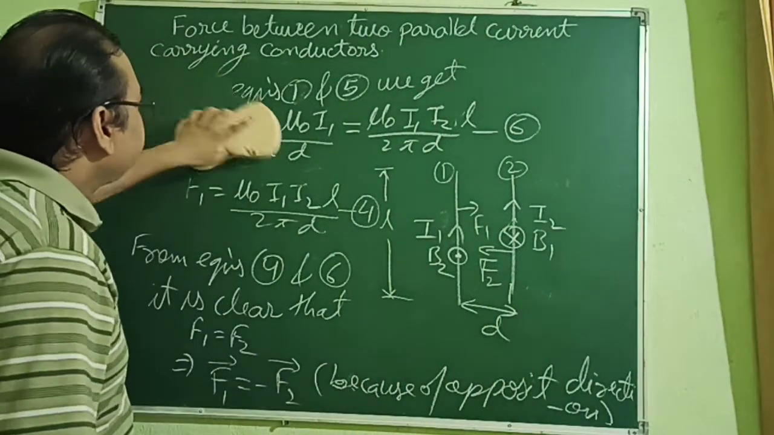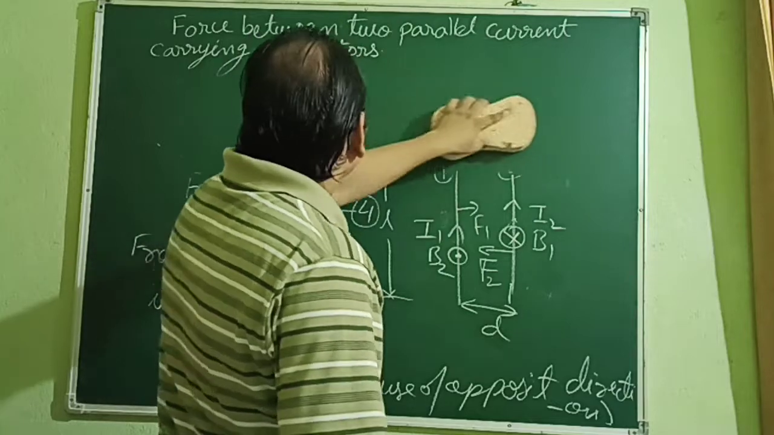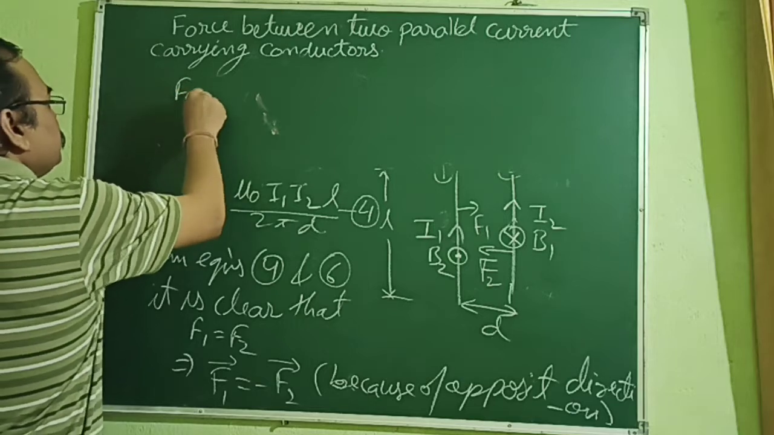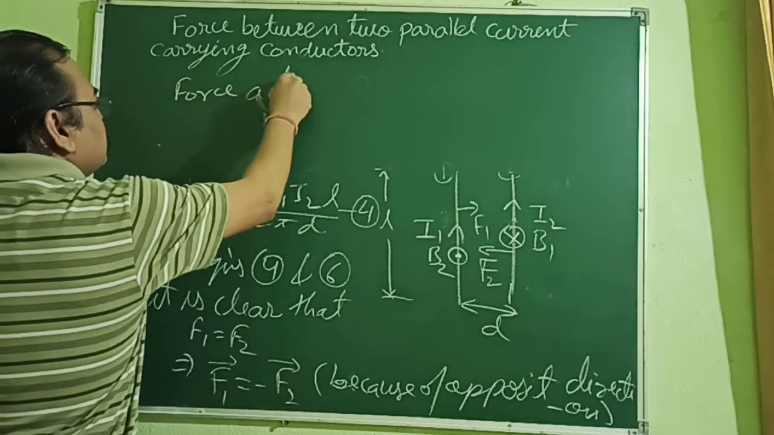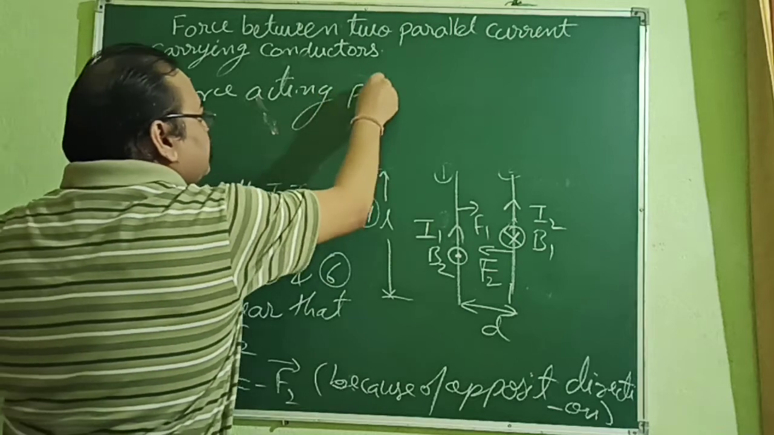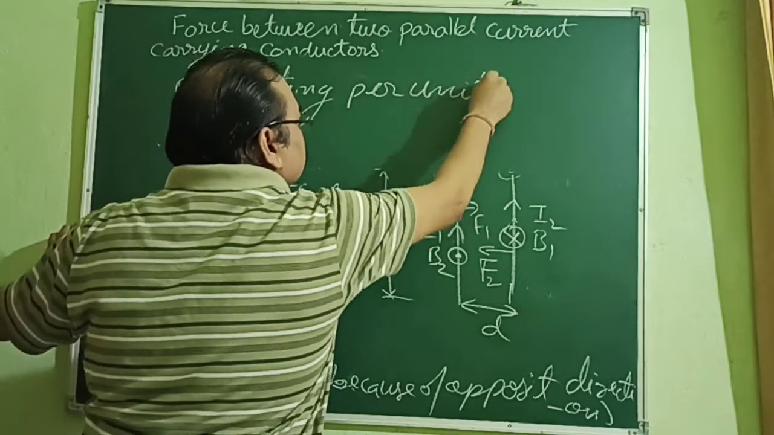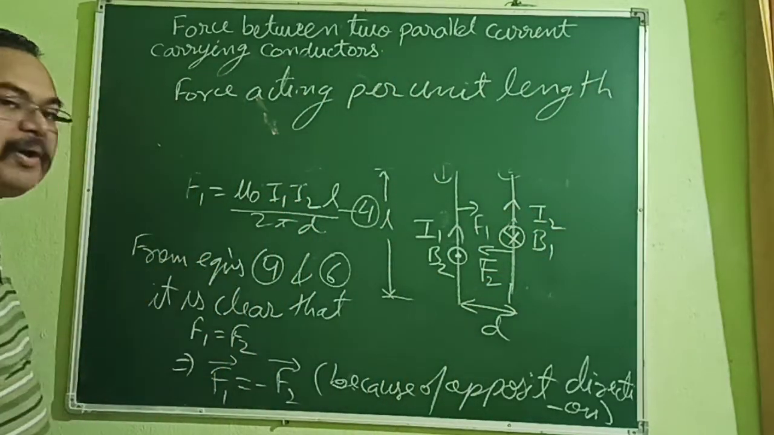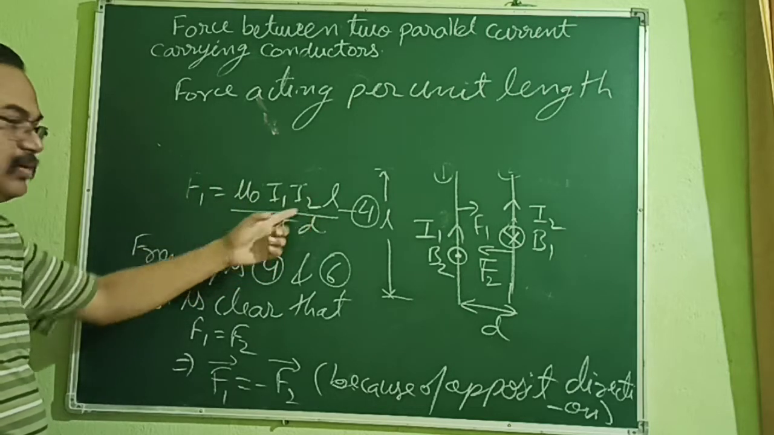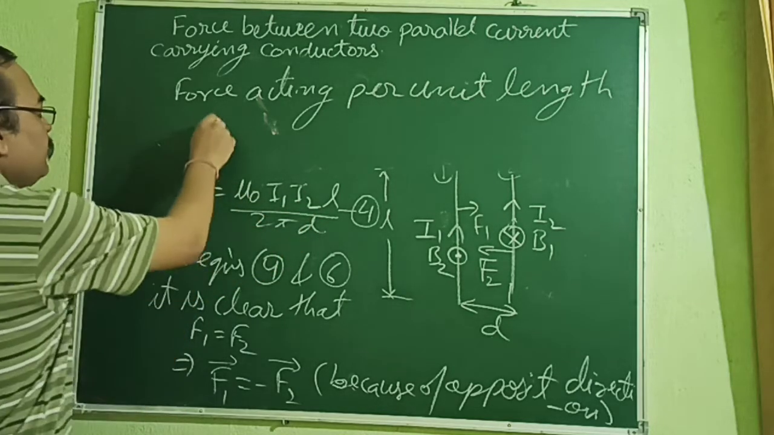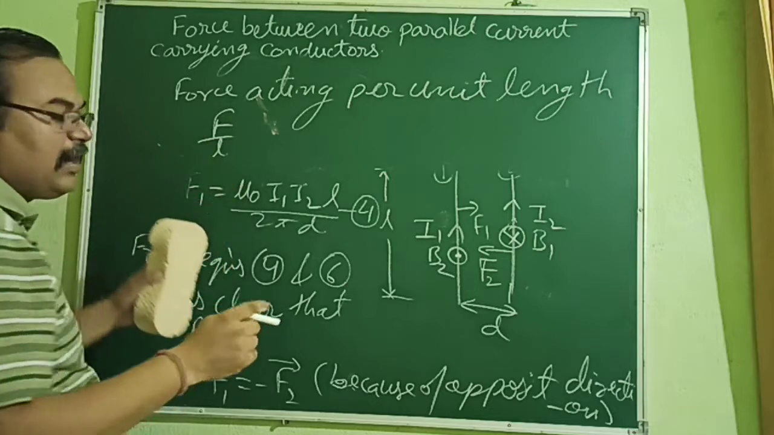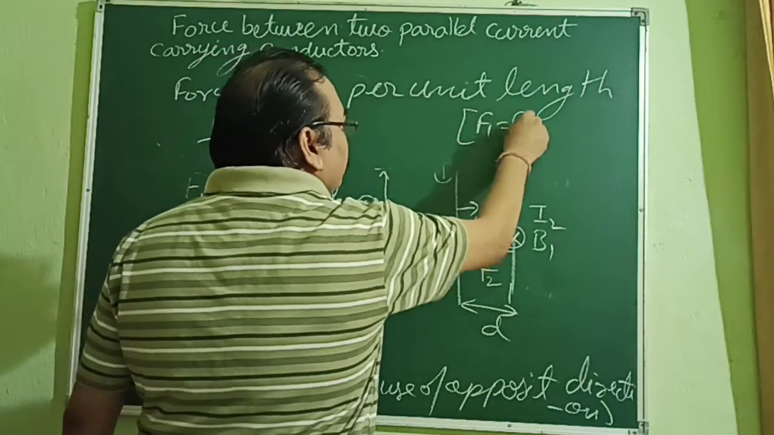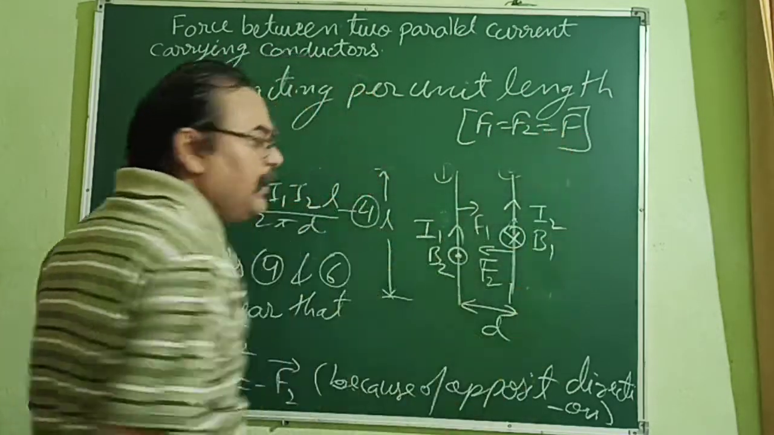Okay. So now force acting per unit length. What will be the force acting per unit length? For that what we need? Force upon length. So length we can bring this side. So what we are going to have? I am writing F upon L. I am not writing F1, F2 because both are equal. Okay. So here F1 is equals to F2. Let it be F. Okay.